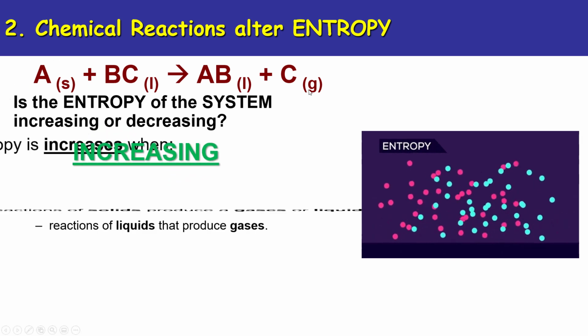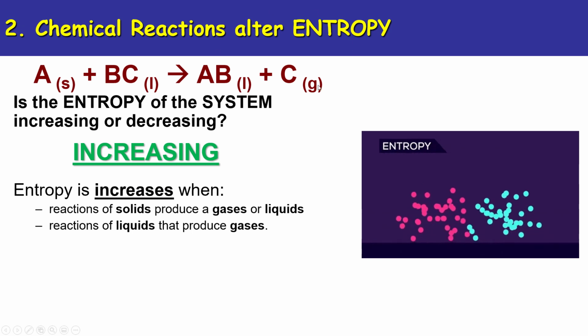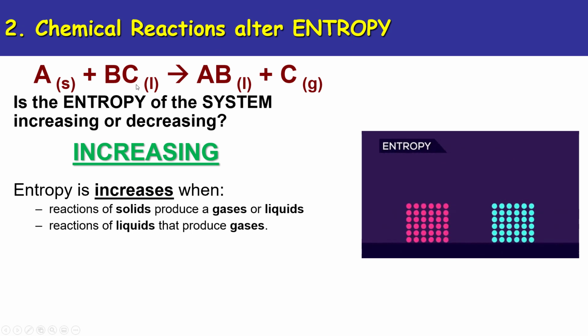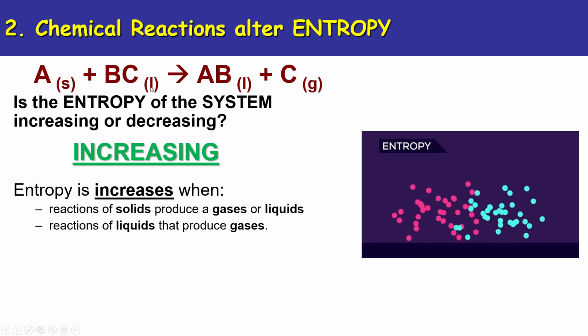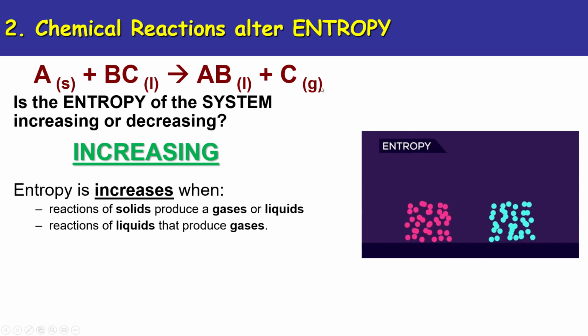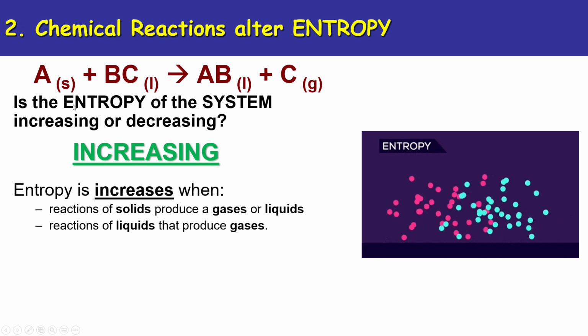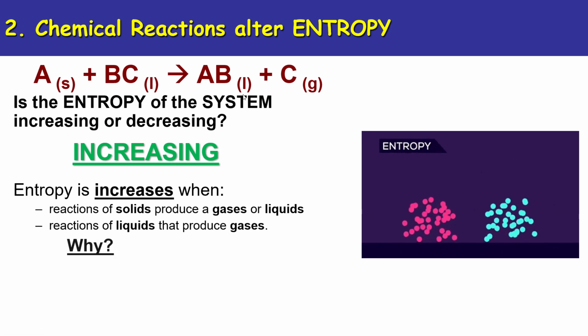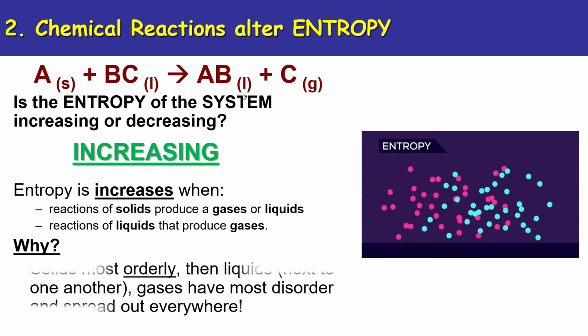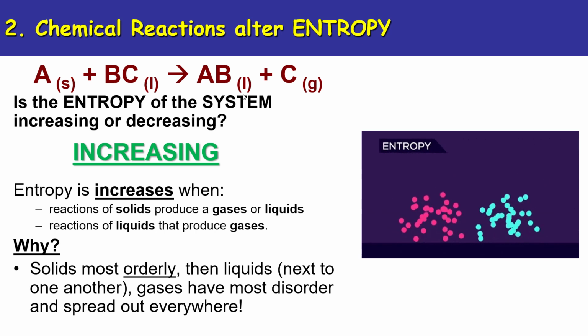You will notice here that your products are liquids and gases, whereas your reactants are solids and liquids. And as we know from our last slide, liquids and gases have more entropy than solids and liquids do. So it is important to take into consideration what you are making in these chemical reactions and what their phases are.